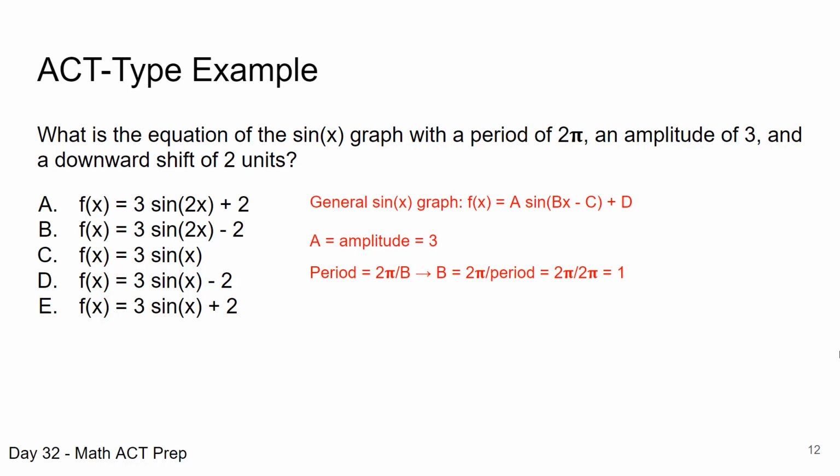By definition, period is 2 pi over b. So we can solve for b in our case because we're given that the period is 2 pi. So if we do 2 pi over 2 pi, that gives us 1. b is equal to 1 in this case. If we plug that in, we know that the term in front of the x is a 1. We could go ahead and eliminate A and B because they have a 2 in front of those. One more thing that we're given is a vertical shift down 2 units. So that's going to make D a negative 2. We're going down 2 units. F of x equals 3 sine x minus 2. And that's answer choice D.